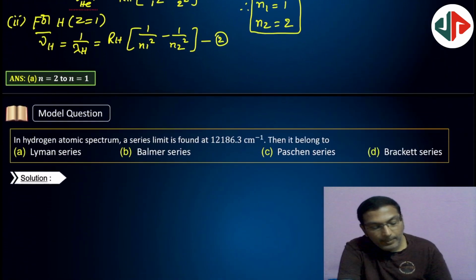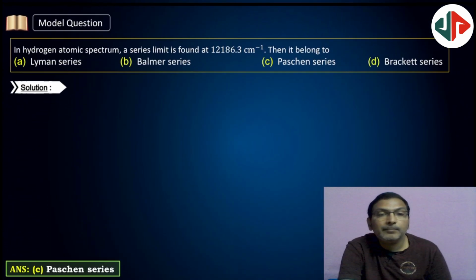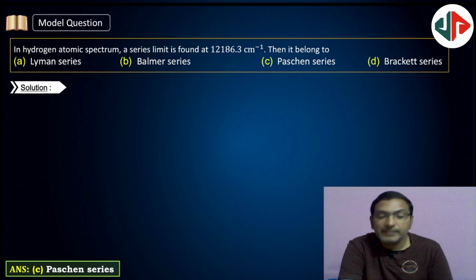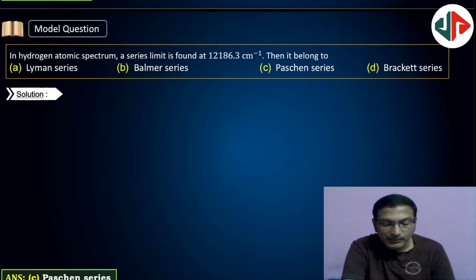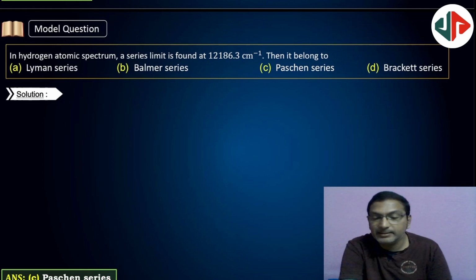Next question. In hydrogen atomic spectrum, a series limit is found at 1 to 186.3 centimeters inverse. Then it belongs to the series we should find here. Series limit. So here in this question, in hydrogen spectrum, series limit is given 1 to 186.3 centimeters inverse. Then it belongs to. We should calculate the series.